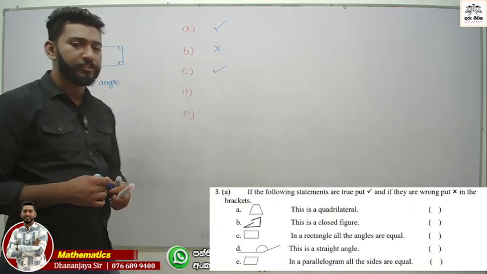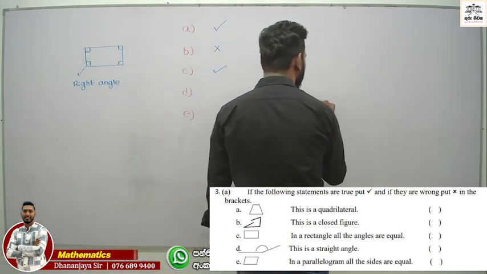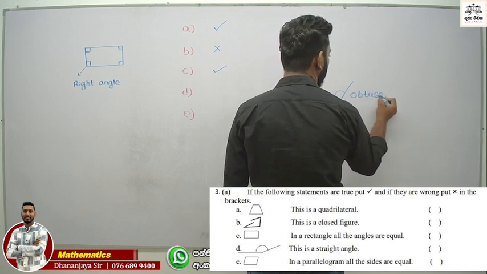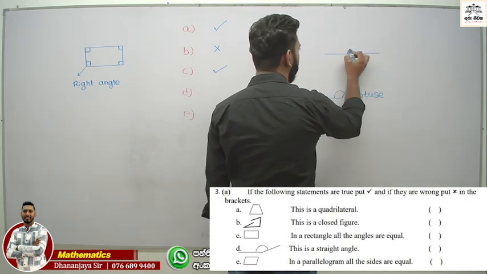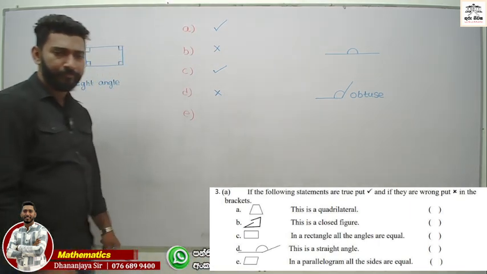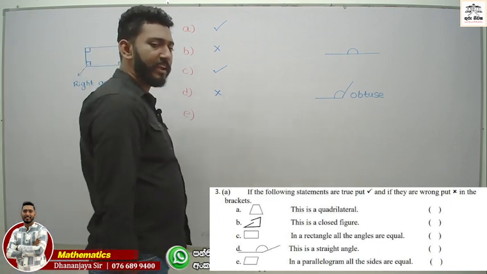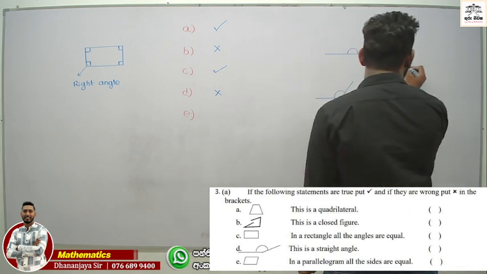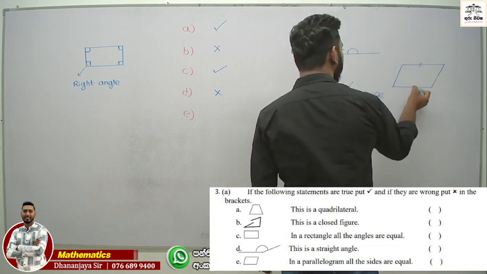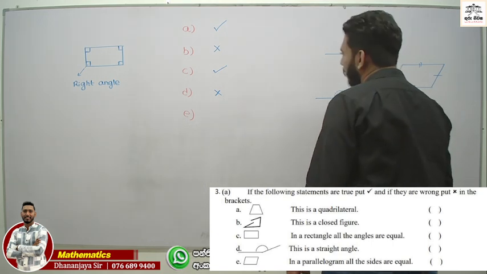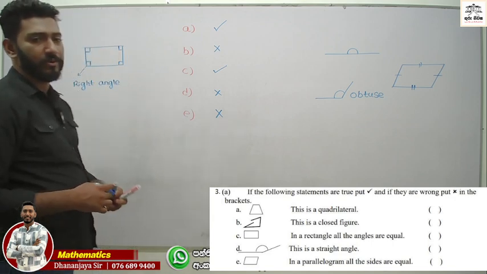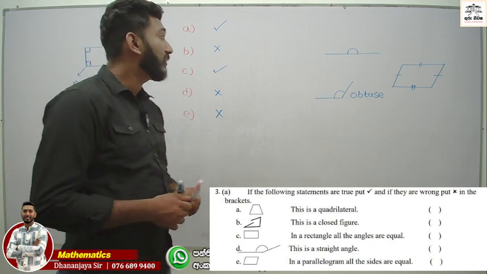D. This is a straight angle. No. This one we call as an obtuse angle. Right? The straight angle is like this. Straight line එකක් වගේ තියෙනවා. Therefore, D is wrong. E. In the parallelogram, all the sides are equal. No. Because parallelogram එක මතකයිනේ. Rectangle එකට පයින් ගැහුවමනේ. Opposite sides are equal, but all sides are not equals. Then E is also wrong. ඔය ටික මතක තියෙන්න ඕනද?